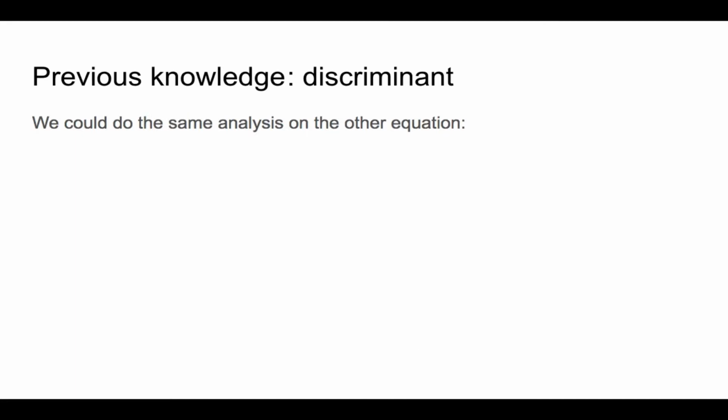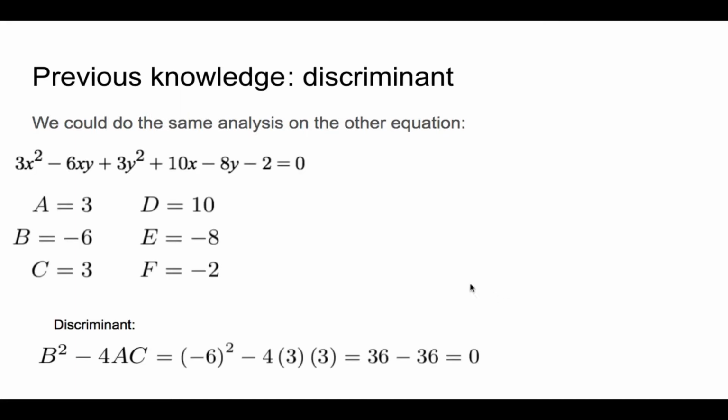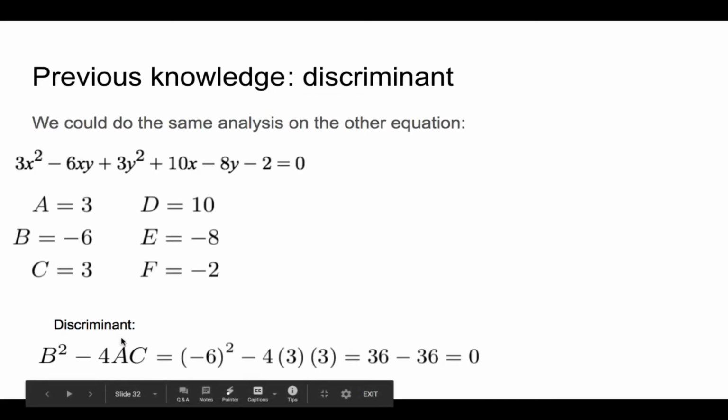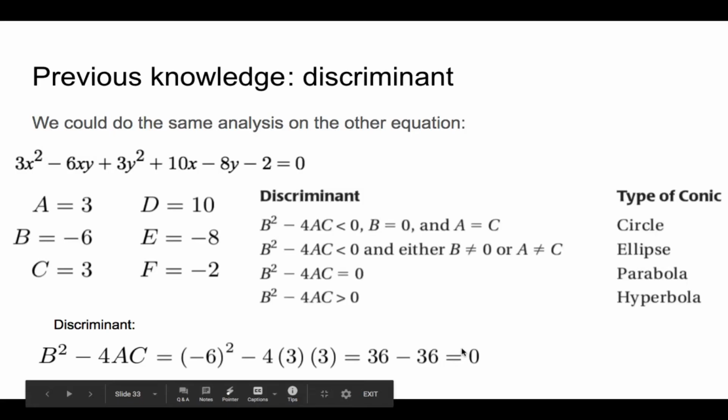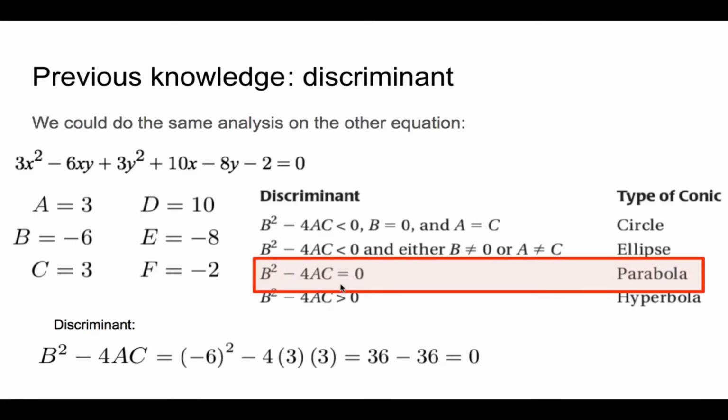Let's analyze the other equation. This is the other equation. Remember that for this one we have all the coefficients a, b, c, d, e, f. Again, we just need a, b, c. Put them in the discriminant formula, compute the quantity. In this case we have equals 0. Again, go to the table, check the options. There is only one that matches, and it has to be a parabola.